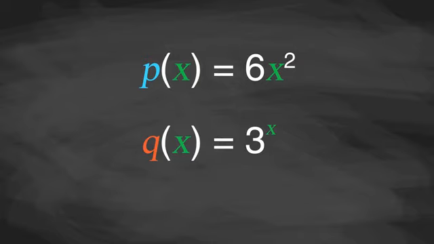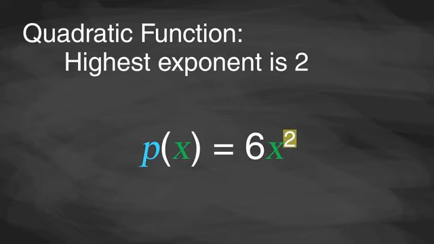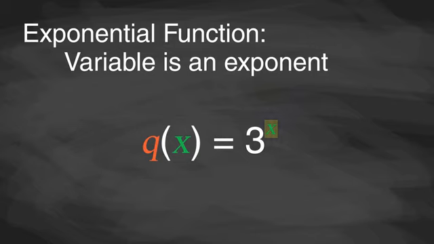Comparing exponential and quadratic functions can be tricky. First, you can tell that an equation is quadratic if its highest exponent is 2. P of x equals 6x squared is a quadratic function. You can tell that an equation is exponential if it has a variable in an exponent. Therefore, q of x equals 3 to the x is an exponential function.